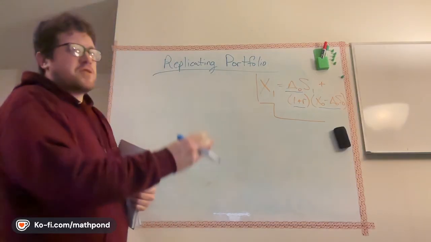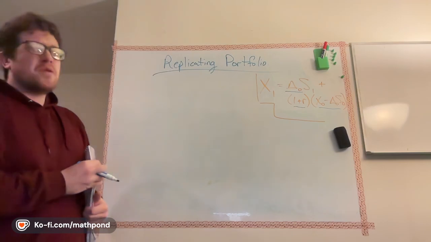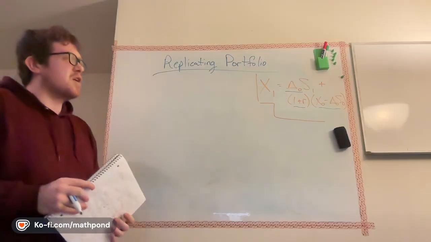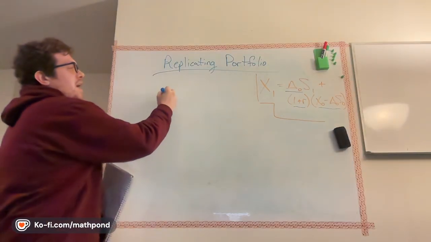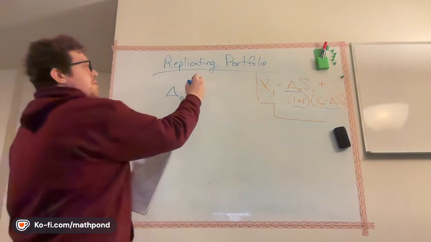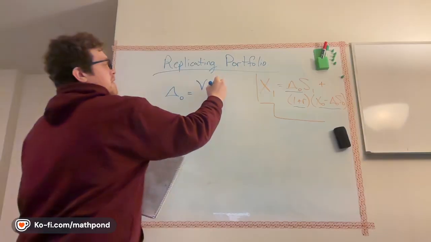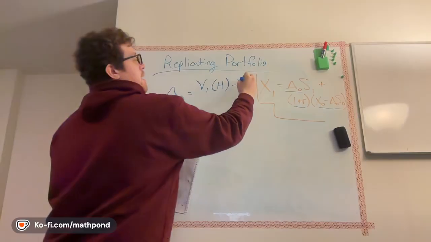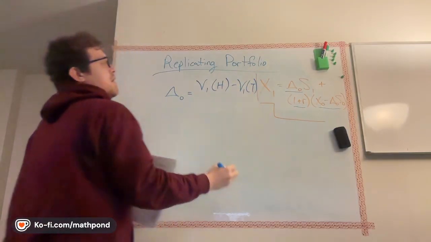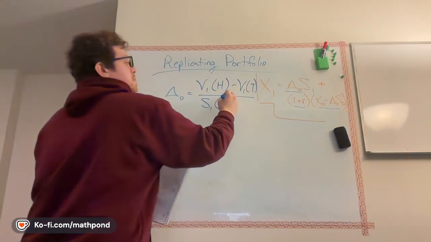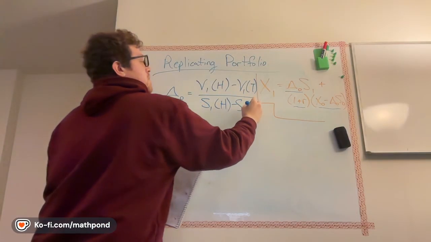So yeah, in Shreve it's like 2 or 3 pages, so I probably won't write out the full argument here, but he goes through why this delta 0 has to be basically the price of the option if we flip the coin and we get heads, minus the price of the option if we get tails, over the price of the stock if we get heads, minus the price of the stock if we get tails.